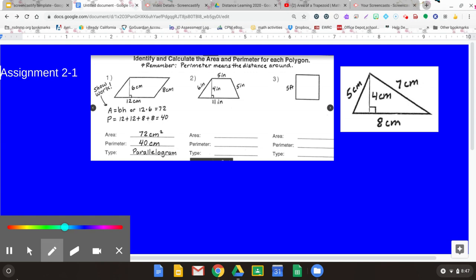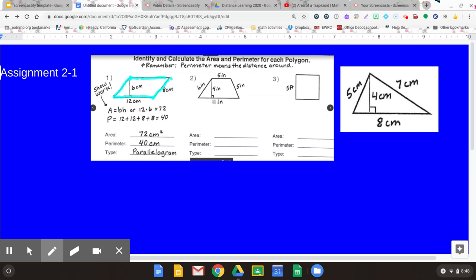In this assignment, you're being asked to find the area and perimeter of different kinds of polygons. So the first polygon that we have is a parallelogram, and we know it's a parallelogram because you've got two sides that are parallel. When I look at the top and the bottom, and when I look at the sides, those are also parallel with each other.